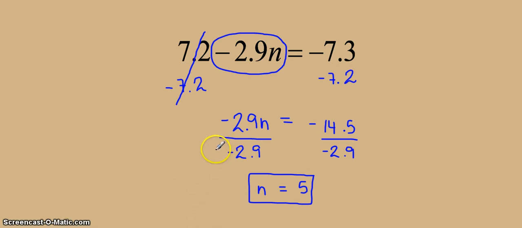Remember here in this last step that you need to divide both sides by negative 2.9 because you want to get rid of this coefficient. A lot of times students will forget to divide by the negative.